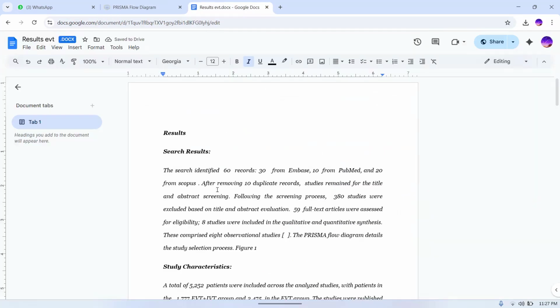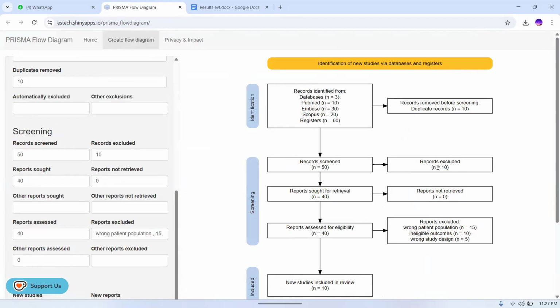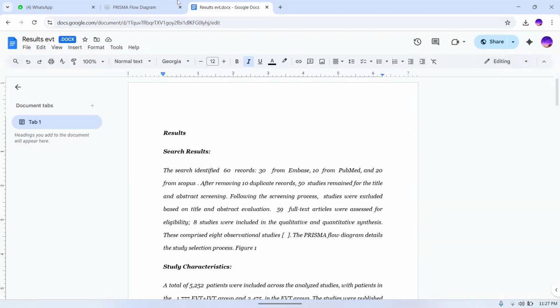50 articles remain for title and abstract screening. Title and abstract screening is the other name for primary screening. Following the title and abstract evaluation, we excluded 10 articles. So this is our primary screening exclusion. 10 studies were excluded based on title and abstract evaluation.